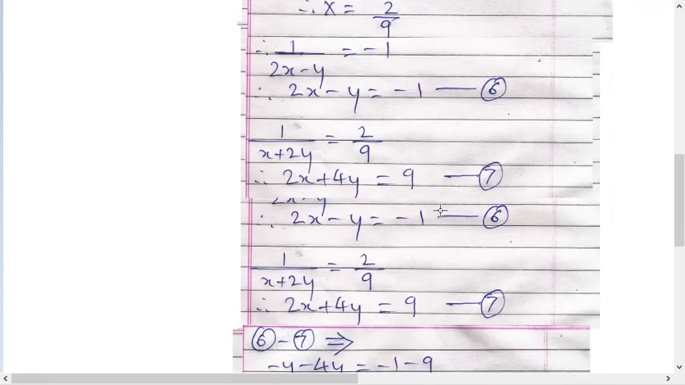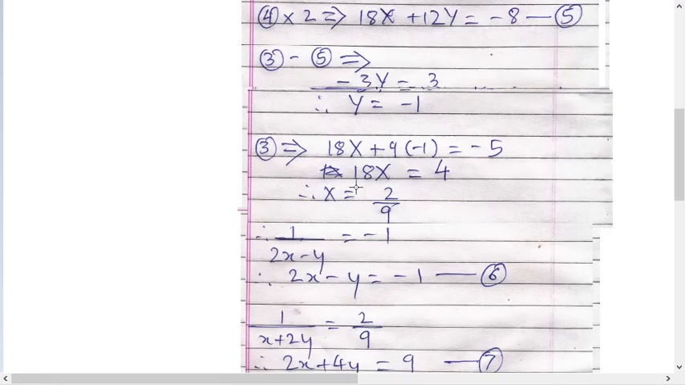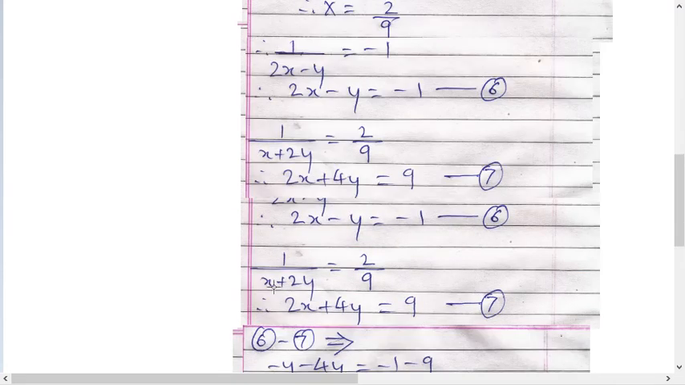So now see this, 1 upon 2x minus y equals to minus 1, the real value of capital Y. So solve this. Cross multiply: 2x minus y equals to minus 1. This is equation number 6. And for X, it is 1 upon x plus 2y equals to 2 by 9, the real value of capital X. Solve this. So x plus 2y on this side, 9 on this side: 2x plus 4y equals to 9. This is equation number 7.